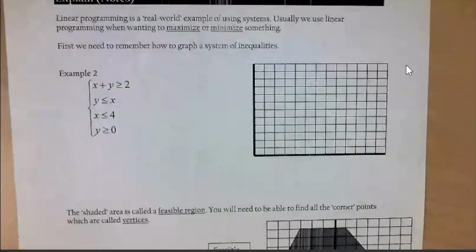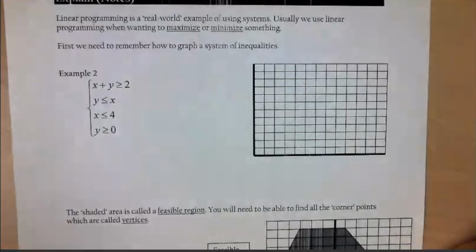All right, today we're going to go over linear programming. Linear programming is a real-world example of using systems of inequalities. Usually we use linear programming when wanting to maximize or minimize something. Most of the problems we're going to see are maximizing profit. Businesses use it to maximize profit or manufacturing.